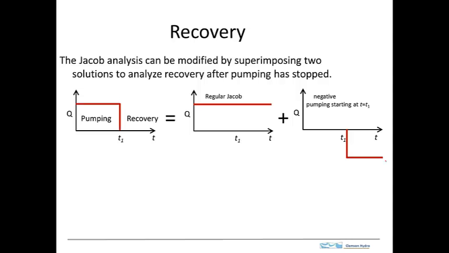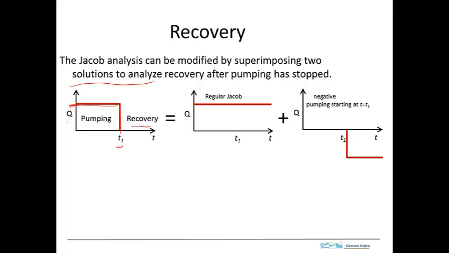Here's the way it works. This is a pumping test plot that shows the flow rate as a function of time. You can see it's got this rectangular step to it. The pumping period is shown here, and we pump for a while at a constant rate, and then at time t1 we shut the pump off, and that's followed by the recovery period.